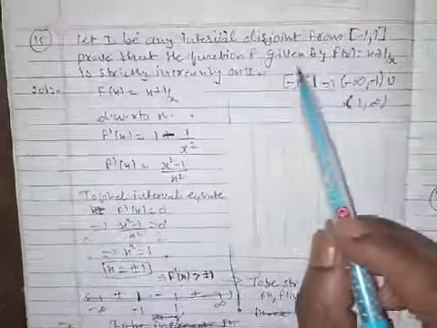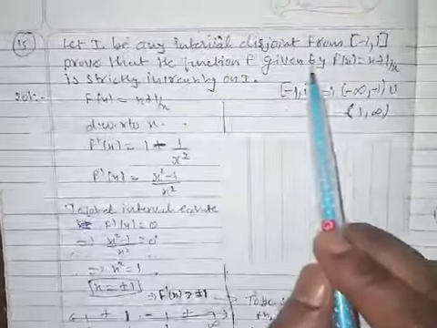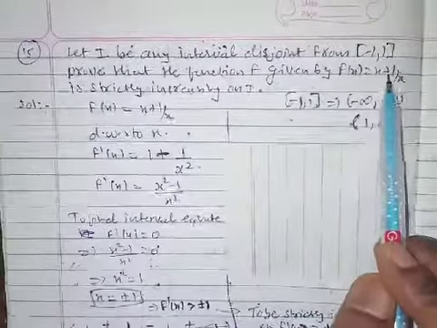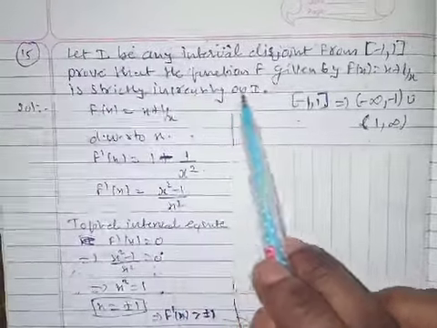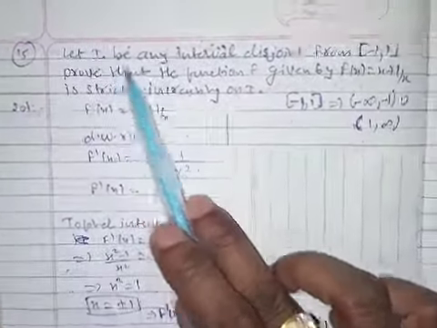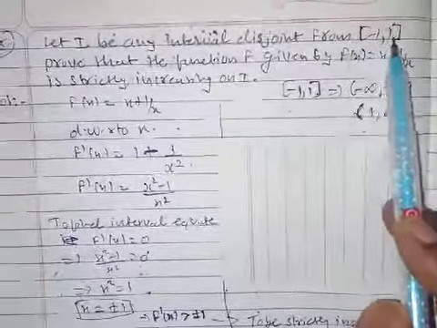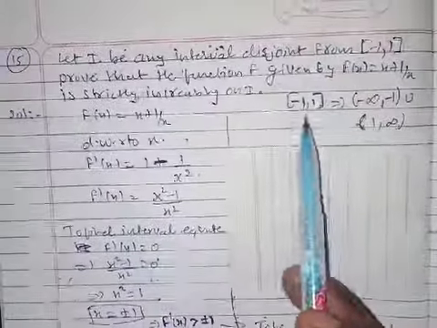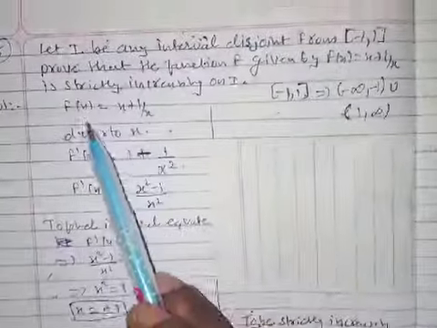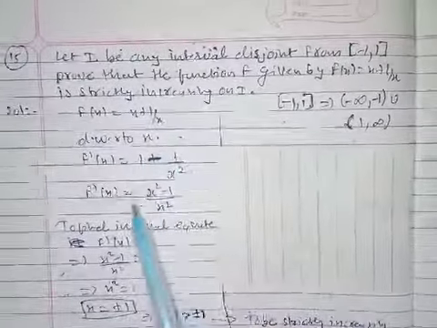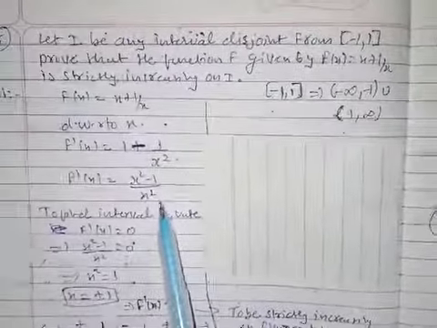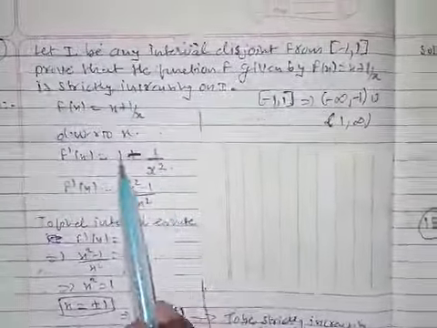So prove that the function f given by f(x) is equal to x plus 1 upon x is strictly increasing on I. Let I be any interval disjoint from minus 1 and 1. It should be strictly increasing. So let's check f(x) is equal to x plus 1 upon x. If you take the derivative, you get f dash x is equal to x square minus 1 upon x square, if you take the LCM.